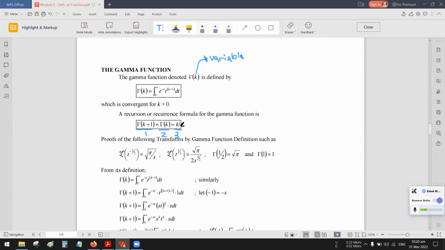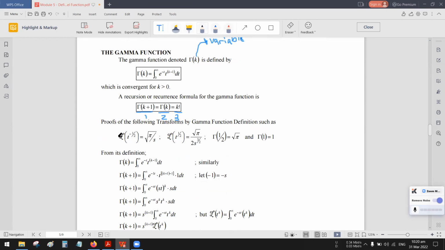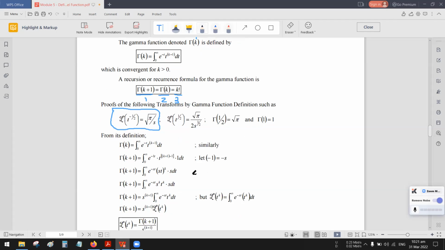For example, we have here, no? In order to prove the following transform by gamma function definitions, ito yung una nating evaluate. Tama ba? So from its definition, okay, so we have the integral of e dito. So ginamit na natin itong gamma function dito. Ayan. So similarly, if we expand this one, that is k minus 1, here we let -1 as s.